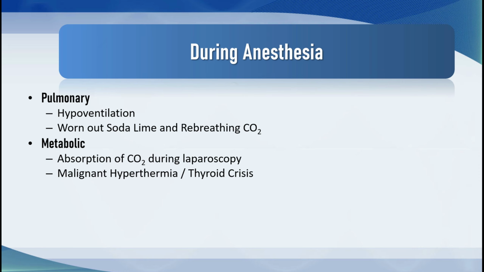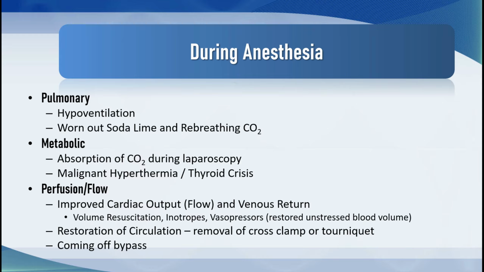But the body can actively produce more CO2 than normal in certain circumstances, for example with malignant hyperthermia or during a thyroid crisis. The CO2 can also increase during the case due to better flow or perfusion, situations where the cardiac output may improve or venous return may improve, such as when we volume resuscitate the patient, or we put them on inotropes, or we give them vasopressors that restore the unstressed blood volume.